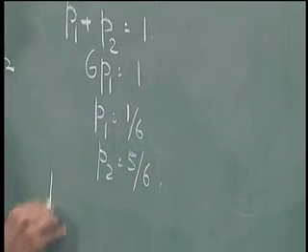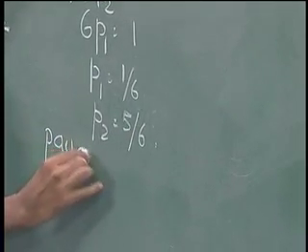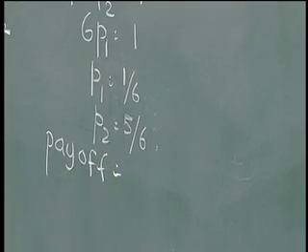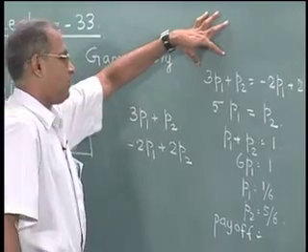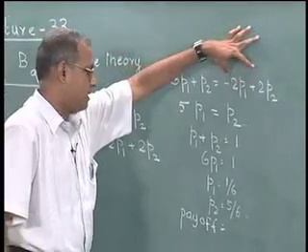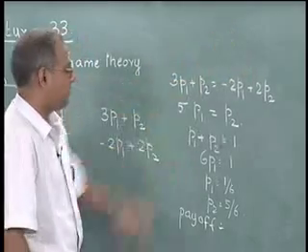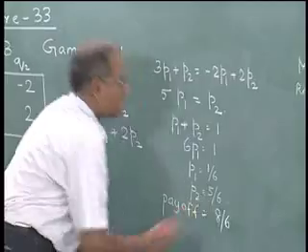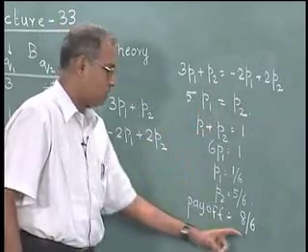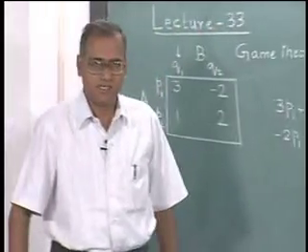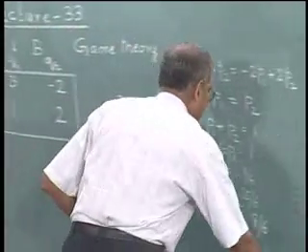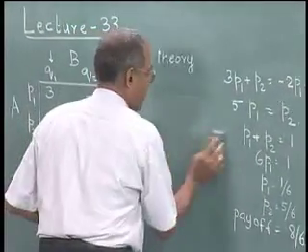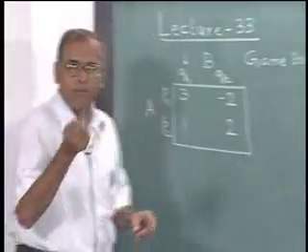A's payoff is equal to either 3p1 plus p2 or minus 2p1 plus 2p2. So, 3p1 plus p2 will be 8 by 6, or 10 minus 2 over 6, we get the same 8 by 6. Now, if we try to do this for B, then what would B do?